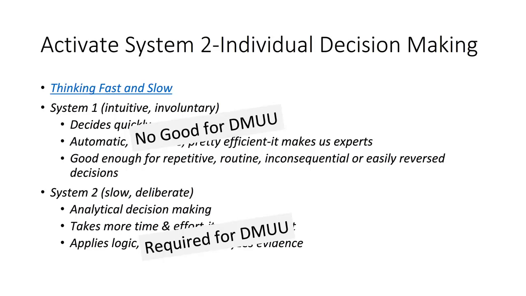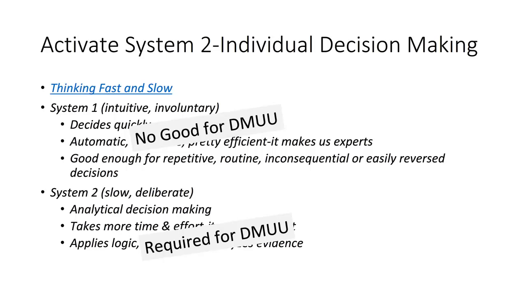System 2, by comparison, is very slow and deliberate. It takes effort. This is what we use for analytical decision making. And it does take more time, and it does take more effort. But the time and the effort make us right. This is the system that applies logic, it considers evidence, it analyzes evidence.